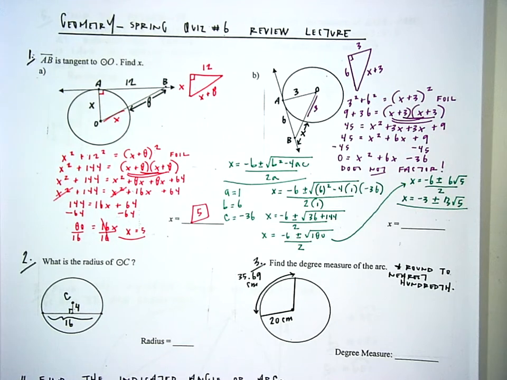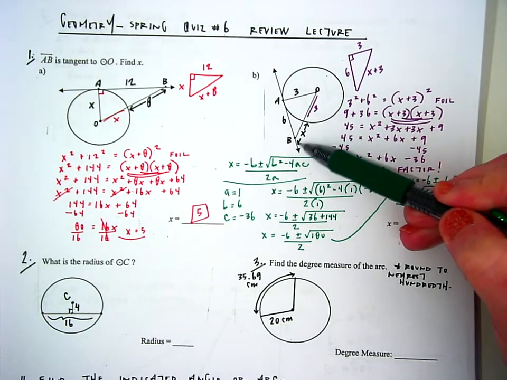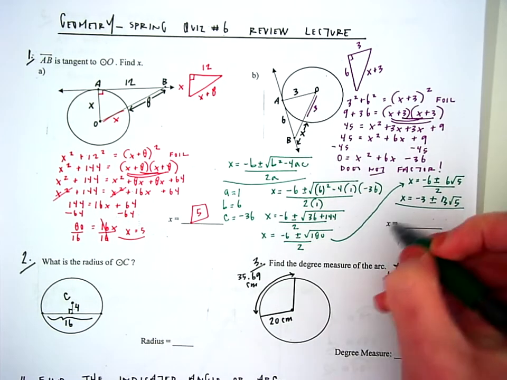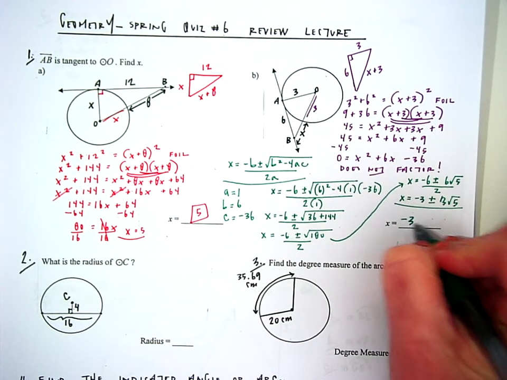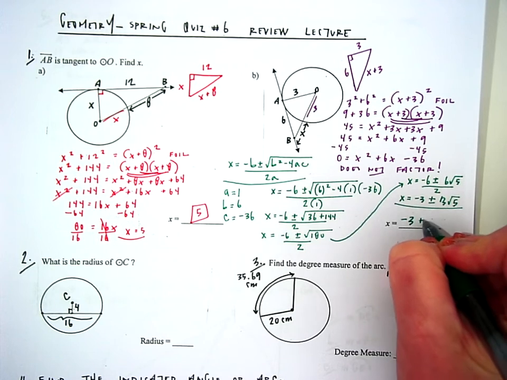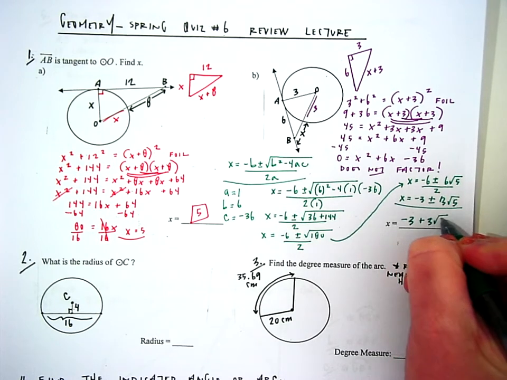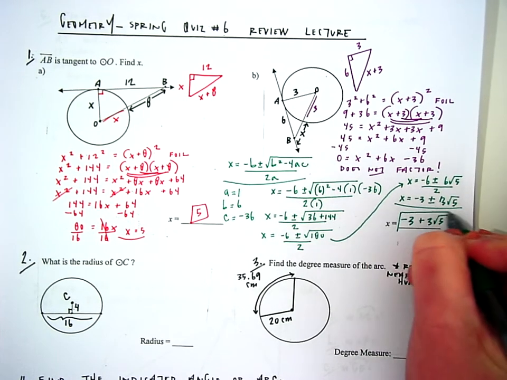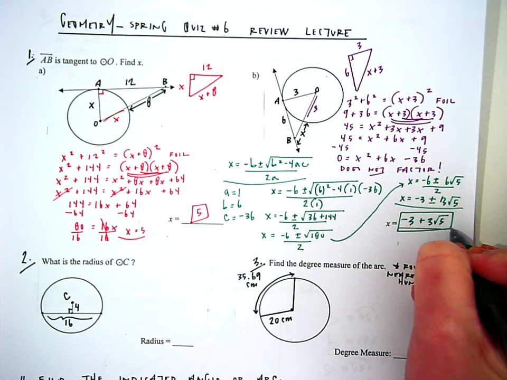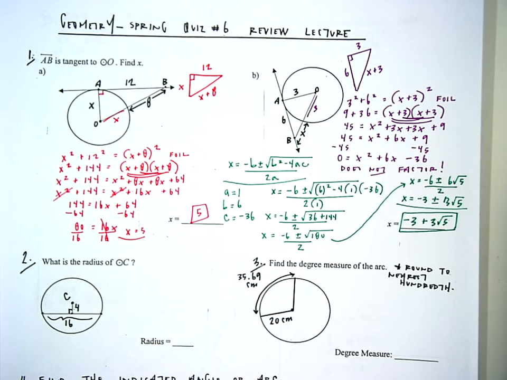Well, I'm not going to take the one that gives me a negative value because I can't have a negative measurement here. I'm only interested in the positive. So I'm only taking that negative 3 plus 3 root 5. So algebraically, there were two solutions, but when we apply it to a length, a measure in geometry, we're only interested in the positive.